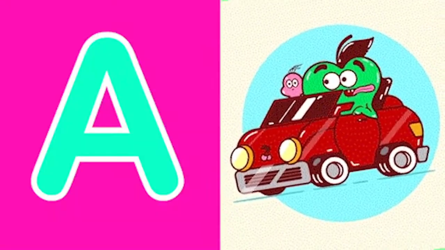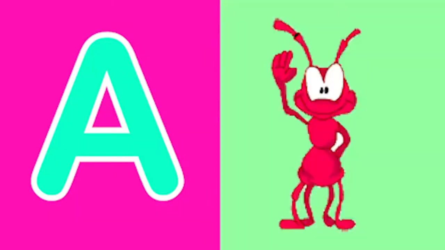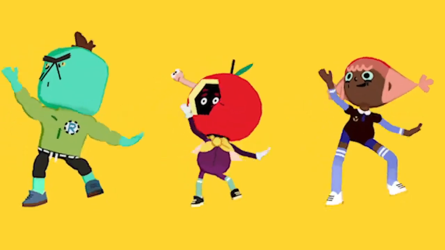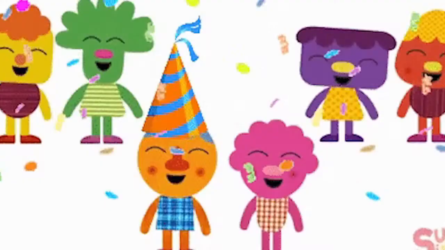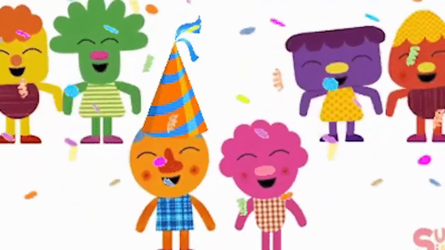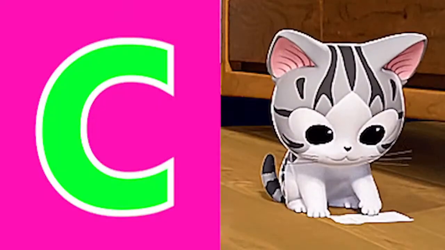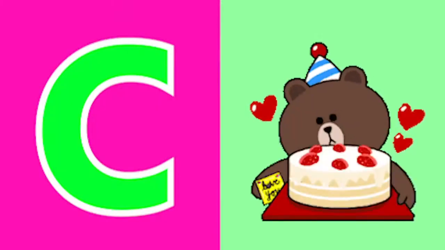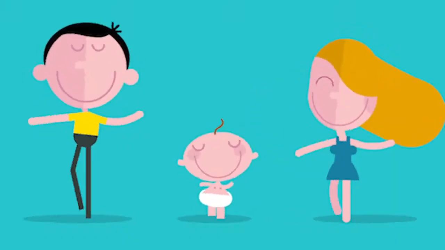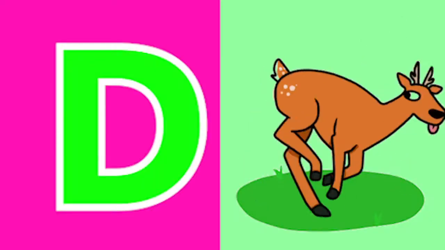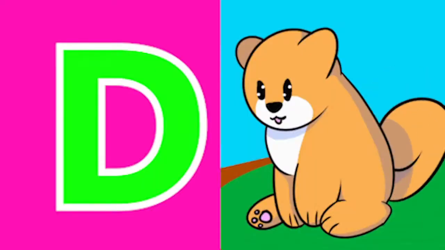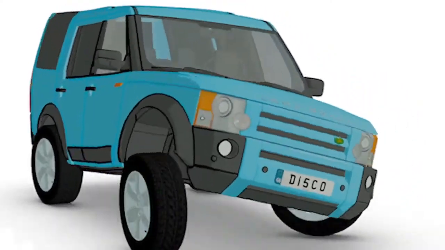A for apple, A for an. A, a, a, a. B for boy and B for bag. Ba, ba, ba, ba. C for cup and C for cake. C, c, c, c. D for deer and D for doll. D, d, d, d.